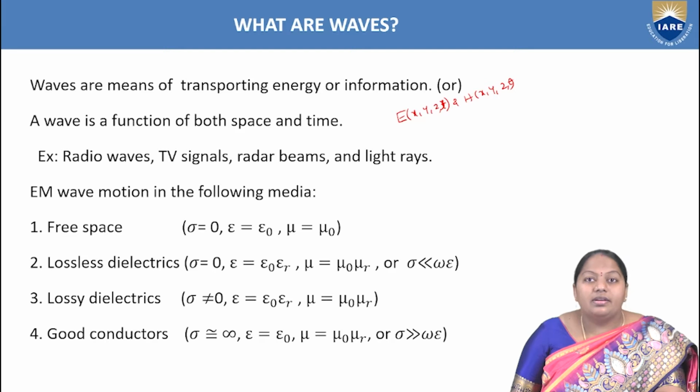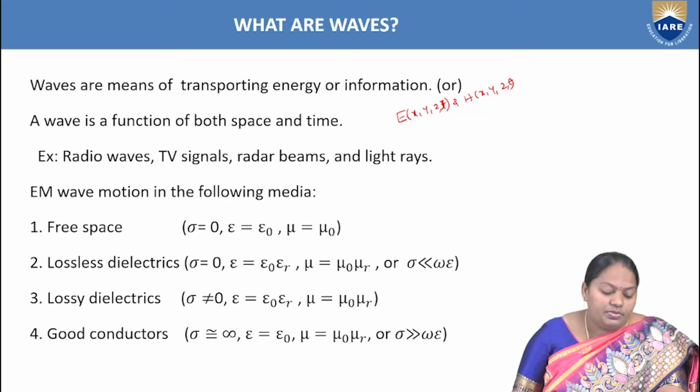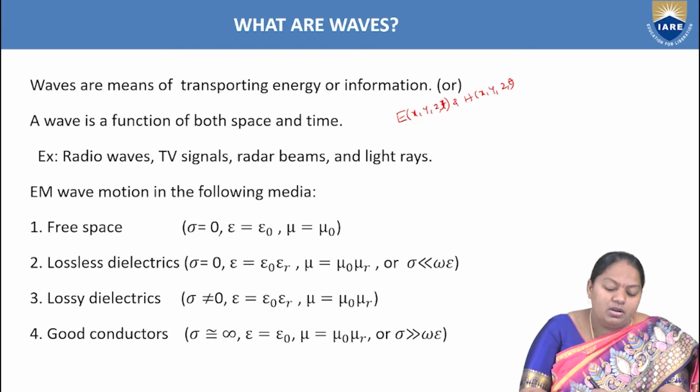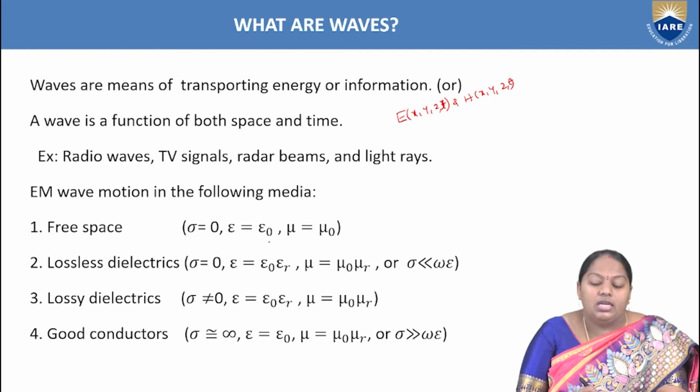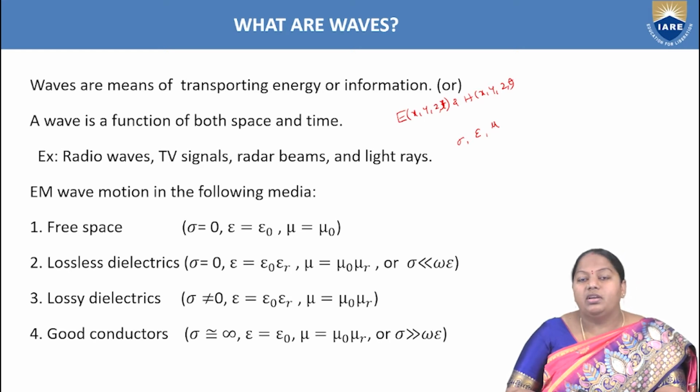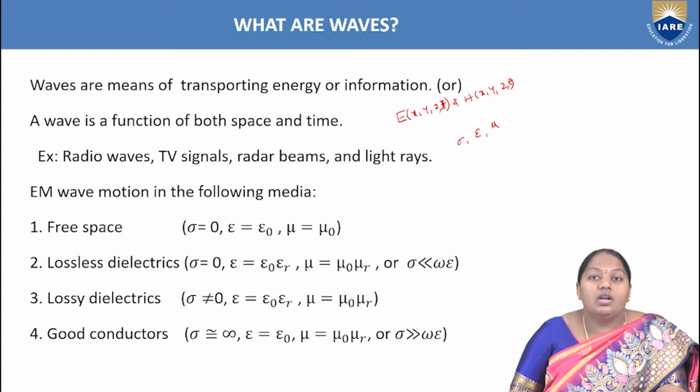Then, what are the different characteristics of the different media? How does the electromagnetic wave propagate in different media, depending upon the different characteristics? First consider the free space medium, where the notations are sigma equal to 0, epsilon equal to epsilon naught, and mu equal to mu naught. Generally, we define the wave characteristics with respect to the conductivity, the permittivity, and the permeability. These are the three important characteristics we need to follow for each and every medium in order for the wave to propagate from one place to another. Hence, the first medium is called the free space medium.